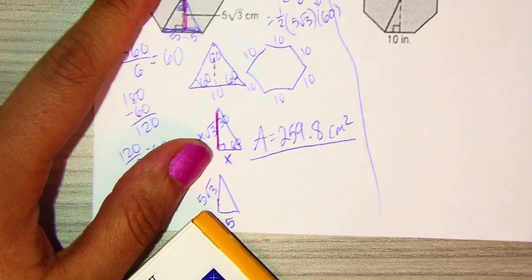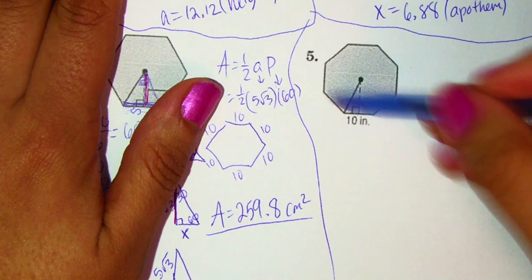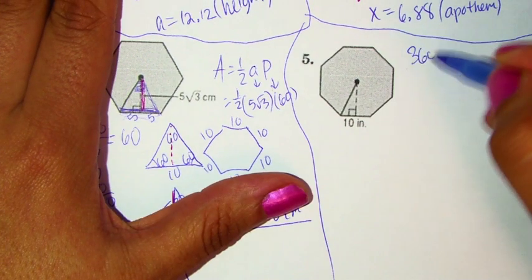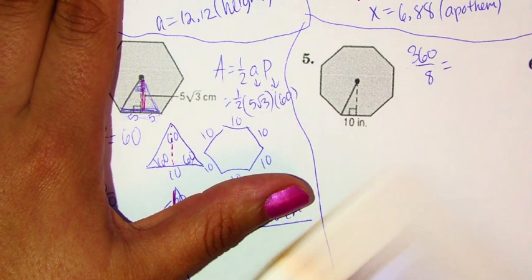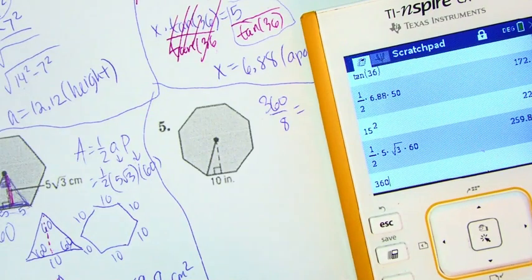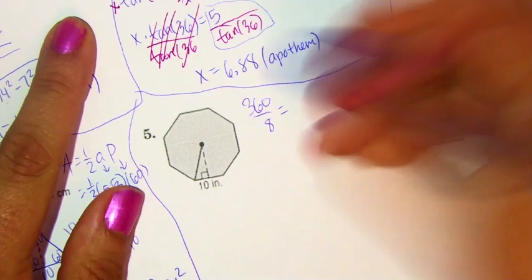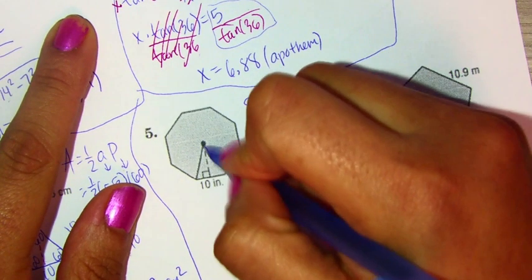Okay, let's do one more. We have number 5. This is an octagon. So we're going to do 360 divided by 8. 360 divided by 8 gives you 45. So 45 is the angle that we have created right here.